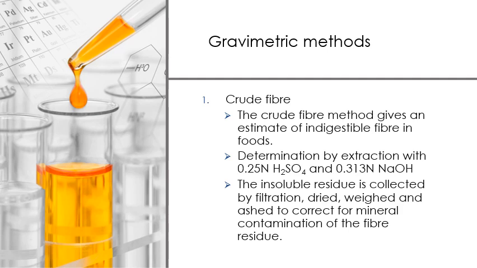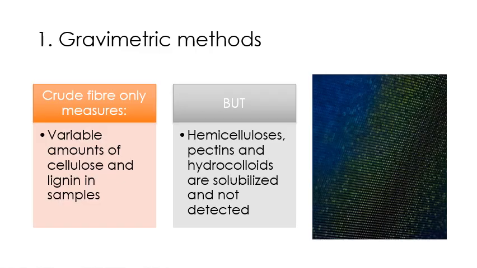Gravimetric methods are used to measure crude fiber. Crude fiber will give an estimate of indigestible fiber in food. It can be determined by extracting with sulfuric acid or sodium hydroxide. The insoluble residue is then collected by filtration, dried, weighed, and ashed to correct for mineral contamination of the fiber. With gravimetric methods, crude fiber can only measure variable amounts of cellulose and lignin, but hemicellulose, pectin, and hydrocolloid, which are solubilized, cannot be detected using this method.